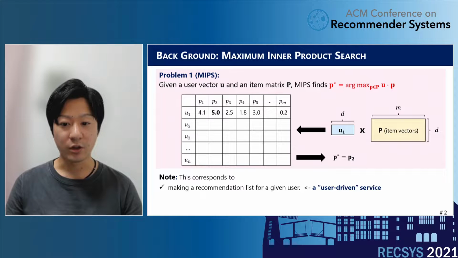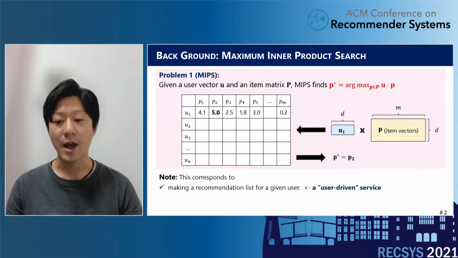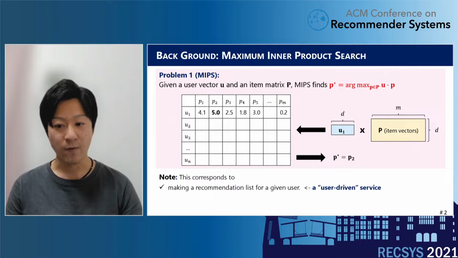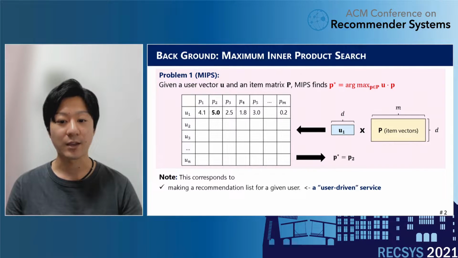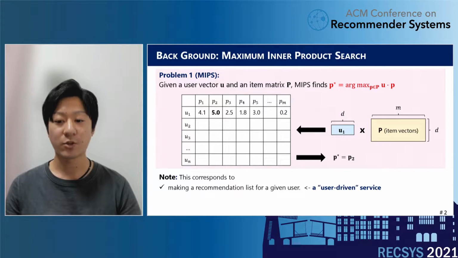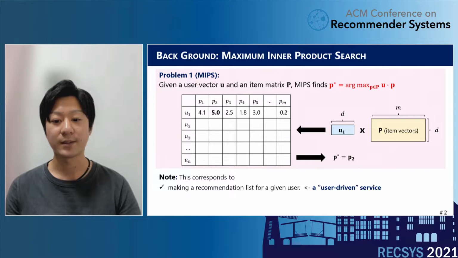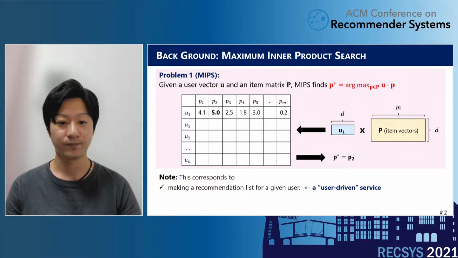To make a recommendation list for a given user, MF considers the maximum inner product with the user. Given a user vector U and an item matrix P, we find the item P star that has the maximum inner product with the user vector. This is called the problem of maximum inner product search, MIPS. This problem can be regarded as a user-driven service because queries are users.